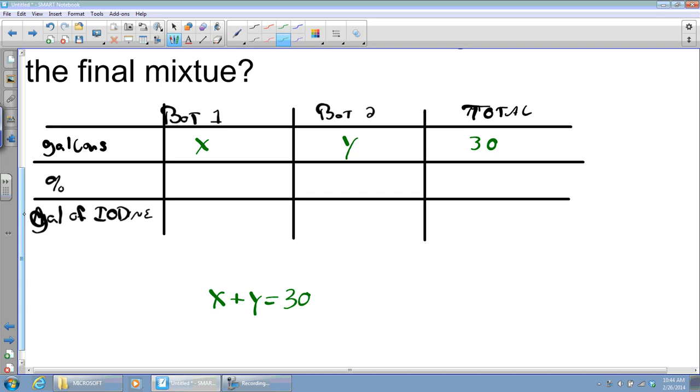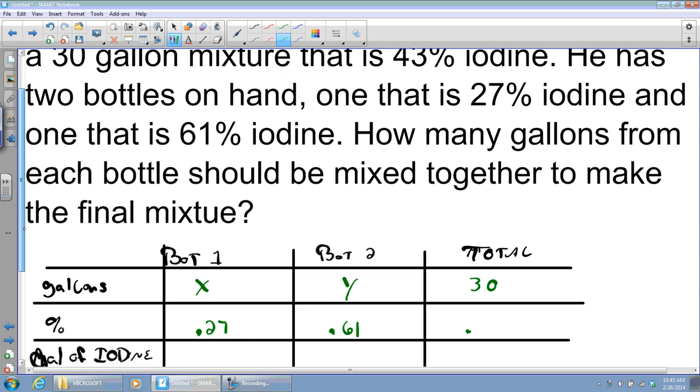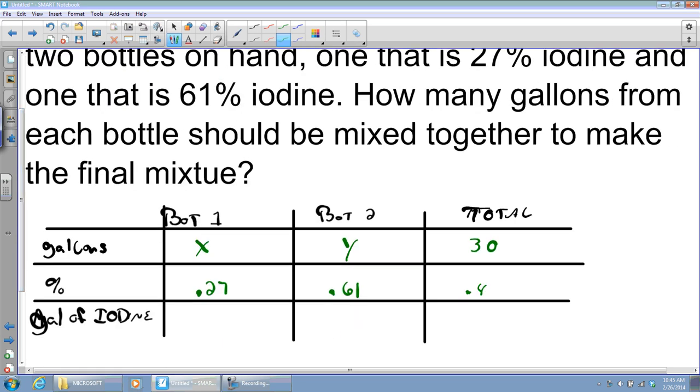I'm so smart. Okay, our percentages are 0.27 and 0.61, and then over here 0.43. Okay, now I multiply down and I get 27/100ths x, 61/100ths y, and then I'll have 43% of 30.